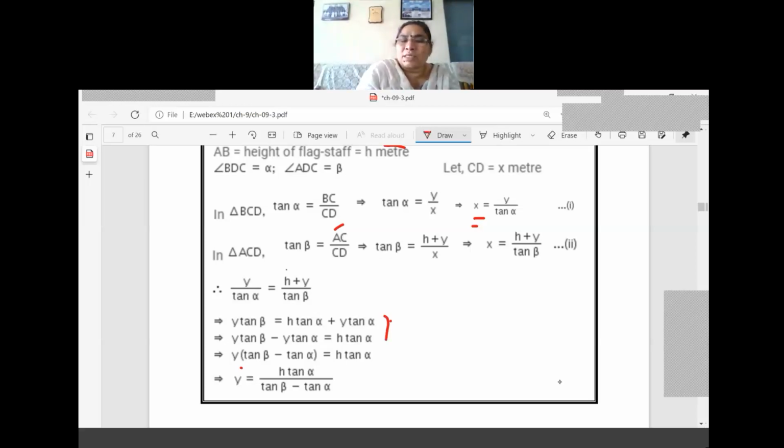This rule is our cross multiplication rule only, but don't feel bad or take tension while seeing the tan alpha and tan beta like that. Everything is the same rule only. So if you are forming tan alpha, tan beta like this, you make the equation for x, because x is not required for us. We need only y, the height of the tower. So we are making the equation for x and equating 1 and 2.